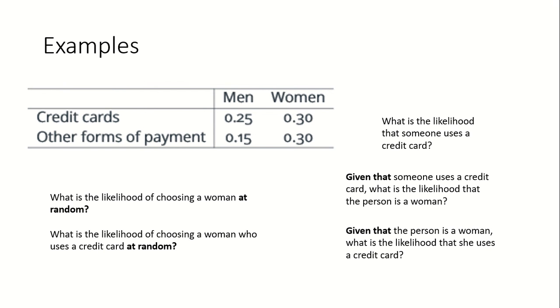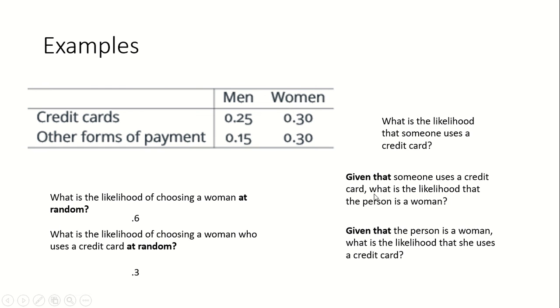So what is the likelihood of choosing a woman at random? So all the probabilities sum to 1. We have 0.3 plus 0.3, so that sums to 0.6 women. What is the likelihood of choosing a woman who uses a credit card at random? So this would be a joint probability. We're looking at credit cards and women, so it's 0.3.